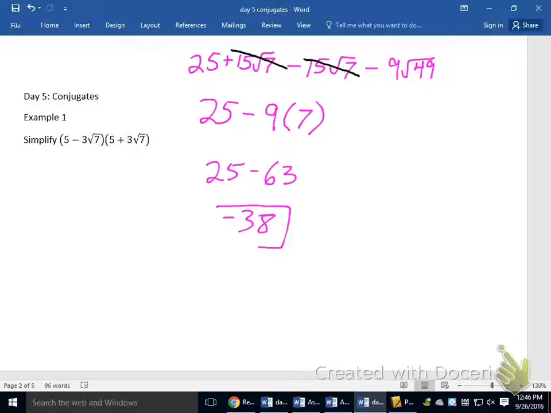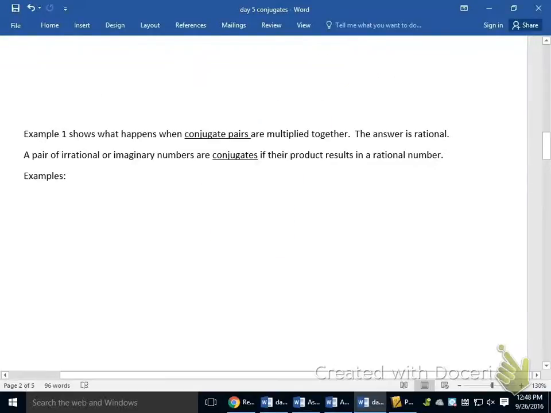So when I had these two expressions multiplying, I actually got a rational answer. What these two expressions are called, they are called conjugates. We're going to take notes on those now. As you can see, this example 1 shows what happens when conjugate pairs are multiplied together. The answer is rational. So that is actually the definition of what makes something conjugates. A pair of irrational or imaginary numbers are conjugates if their product results in a rational number.